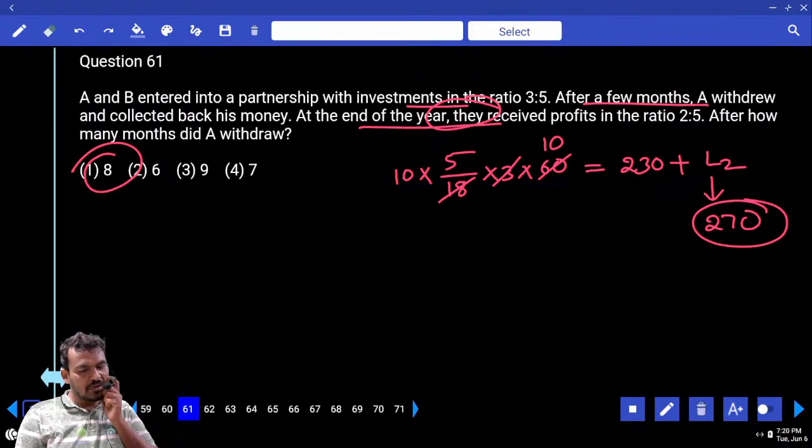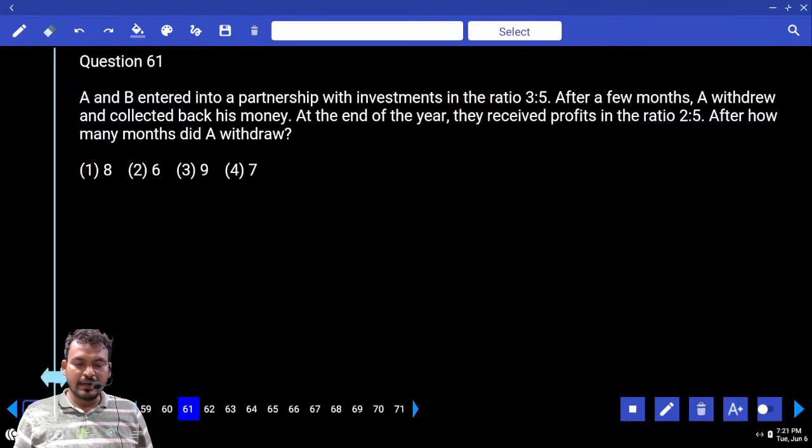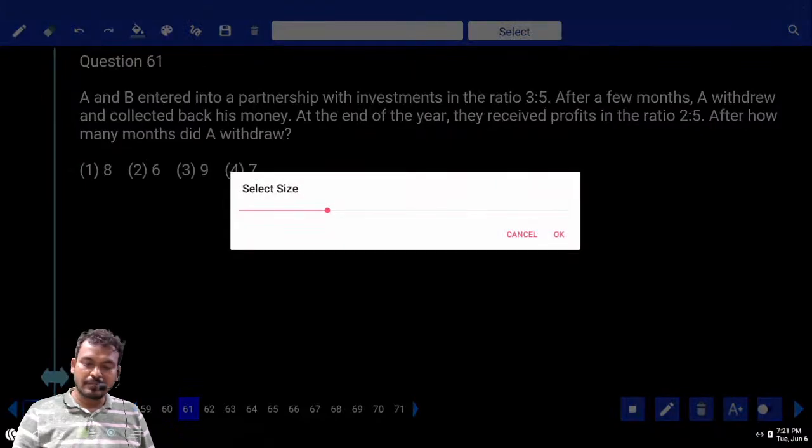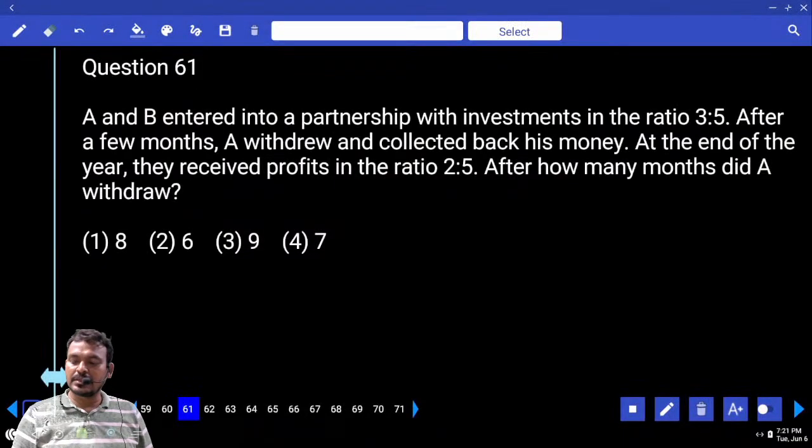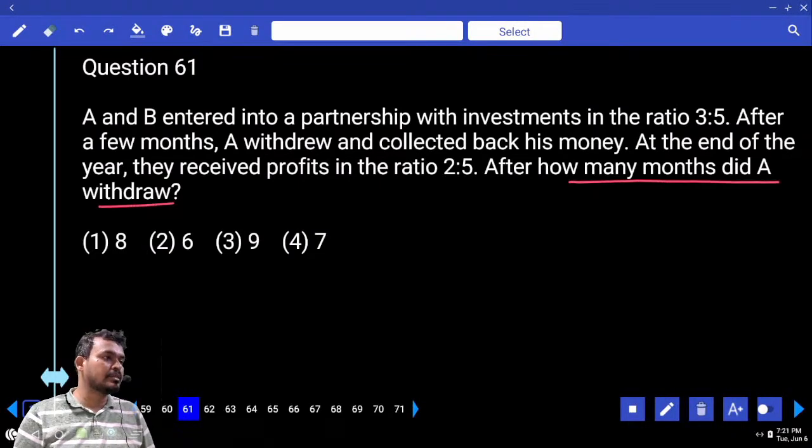Next 61. A and B enter into a partnership with investments in the ratio of 3:5. After a few months, A withdrew and collected back his money. At the end of the year, they received the profits in the ratio of 2:5. After how many months did A withdraw? From starting to ending, total how many months? 12 months.